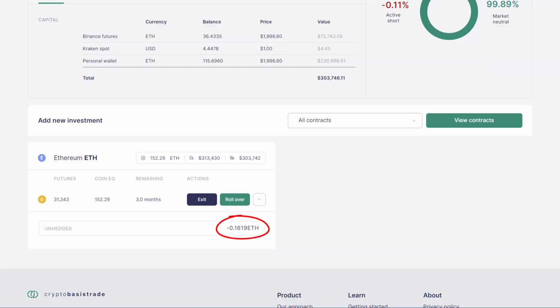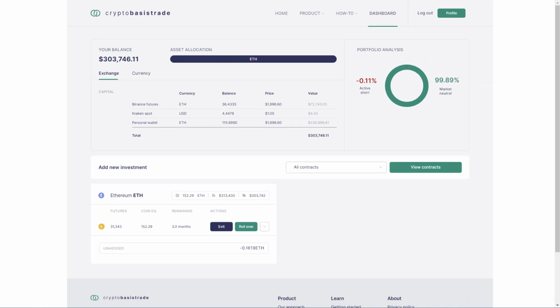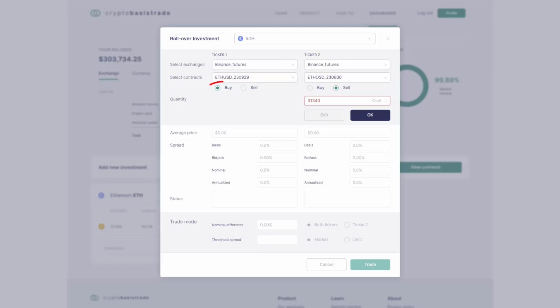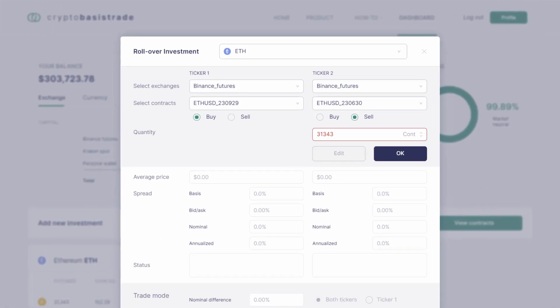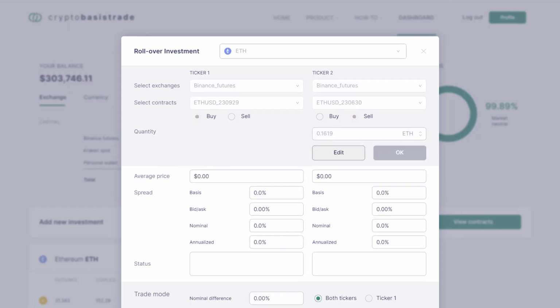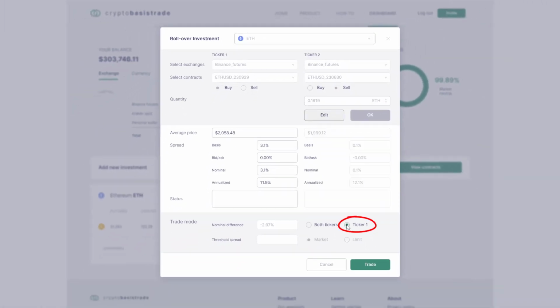There is a small unhedged amount due to trading fees and rounding, which can be removed similar to how we did it in part 2 of this tutorial when finalizing the build-up of the arbitrage position. Since the unhedged amount is negative, we have too many short futures. As a result, we need to buy back a few futures contracts. The trader can calculate the number of contracts to buy automatically if we provide the unhedged Ether amount into the quantity field. Don't forget to check the ticker 1 option as it's a one-leg trade.